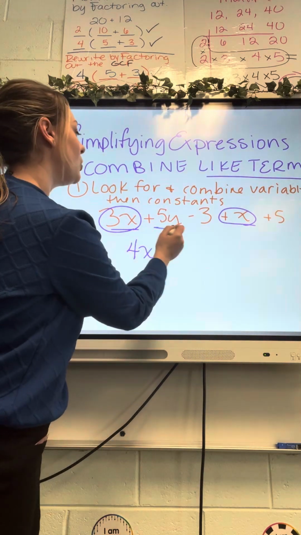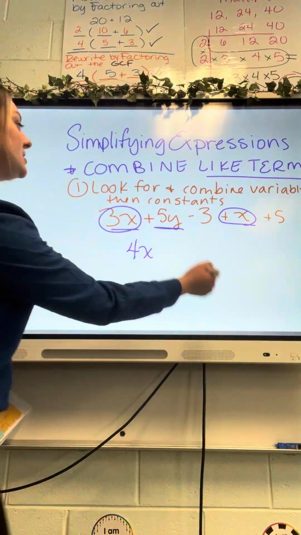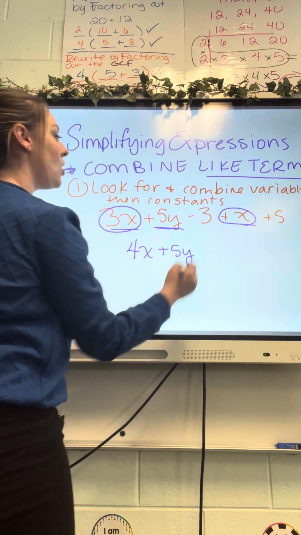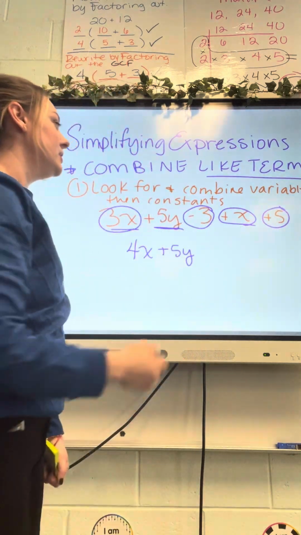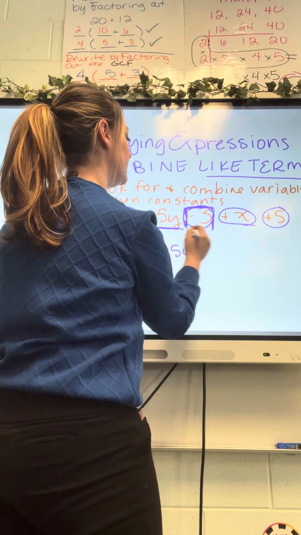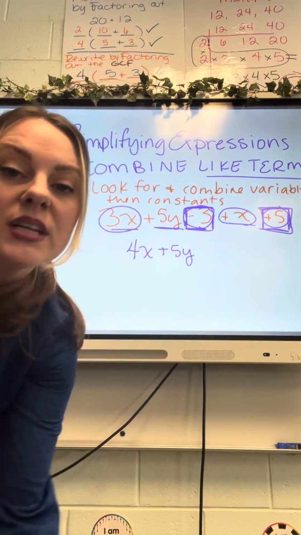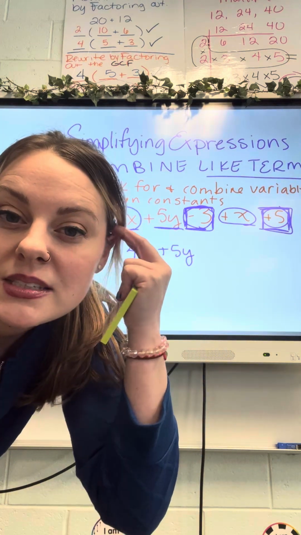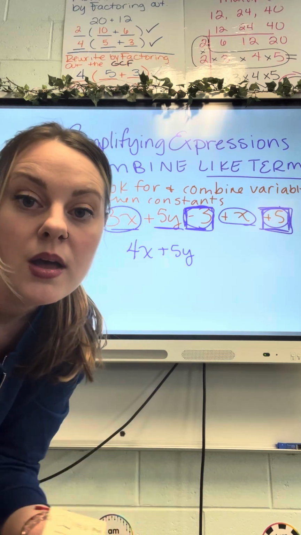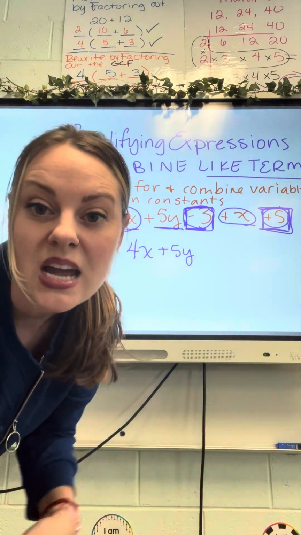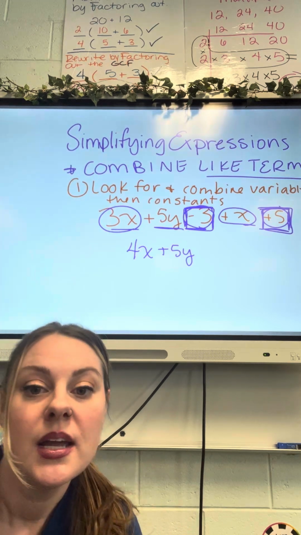Next up, I'm looking for y. Do I have another variable y? No. So I just keep that plus 5y. And then right here, I have a negative 3 plus 5. I guess I should make that a square. Negative 3 plus 5. Now, this is more of a 7th grade thing with the negatives. Some 6th grade classes do the negatives as well. Most of the time I save negatives and positives for the middle or end of the year.